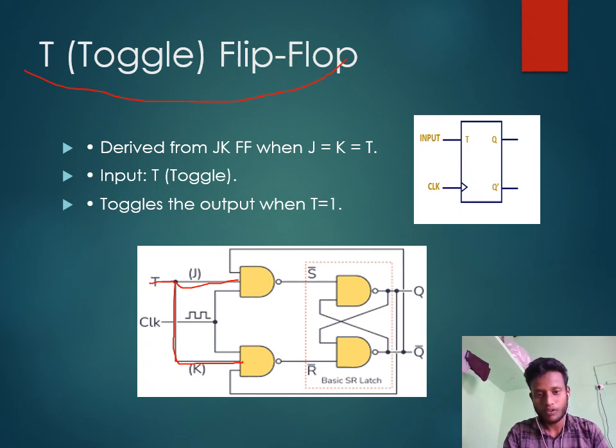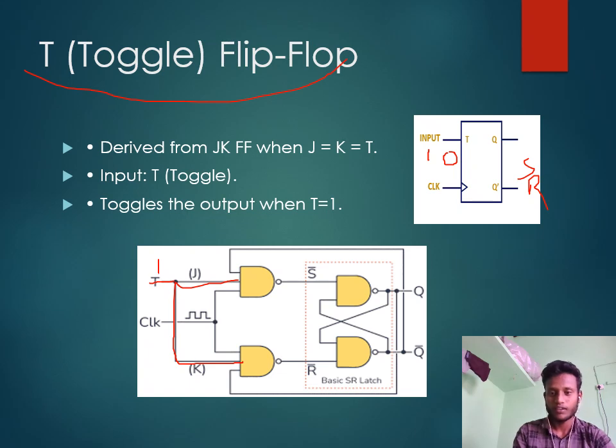That is, when you have only two inputs, 1 and 0. If you give 1, it is in set condition. If you give 0, it is in reset condition. That's why we join these inputs. When you give 1 to the T, it is in set condition. If you give 0 to the T, it is in reset condition.